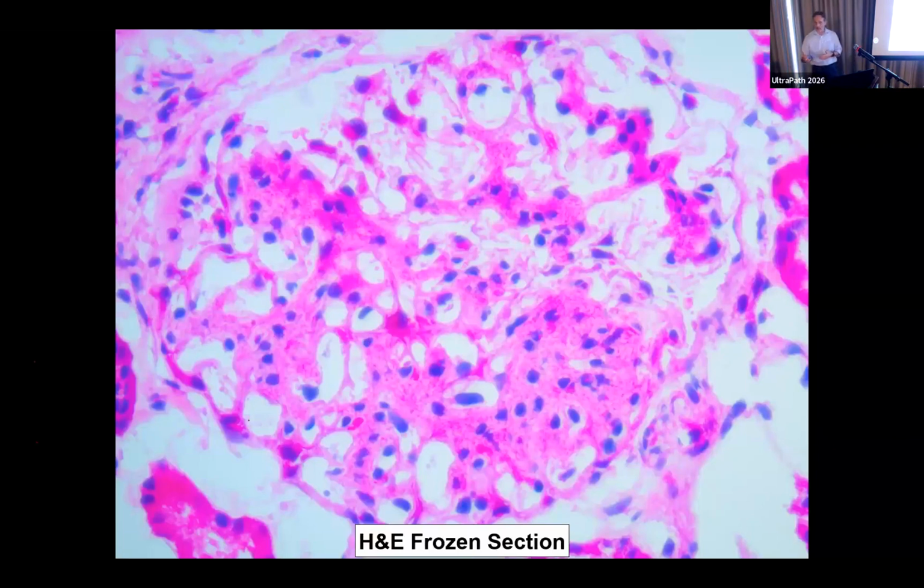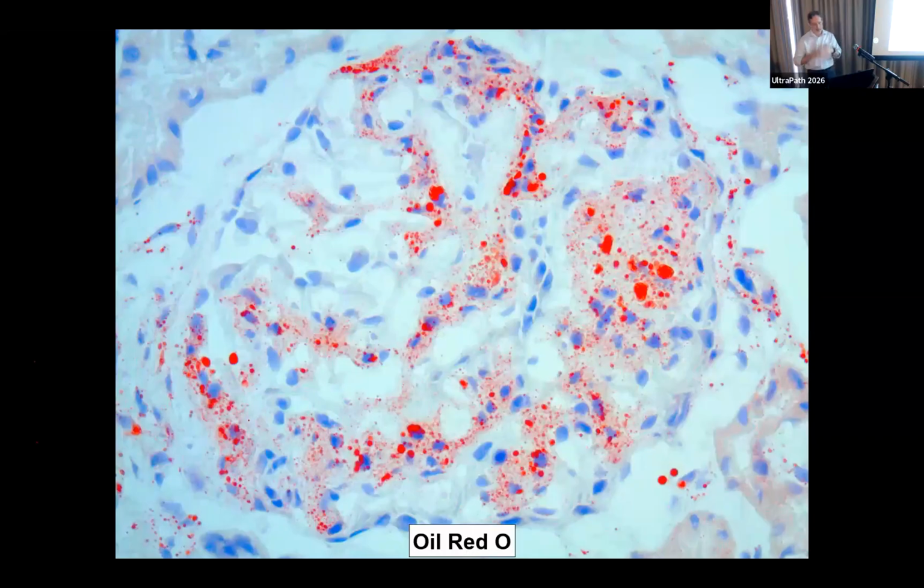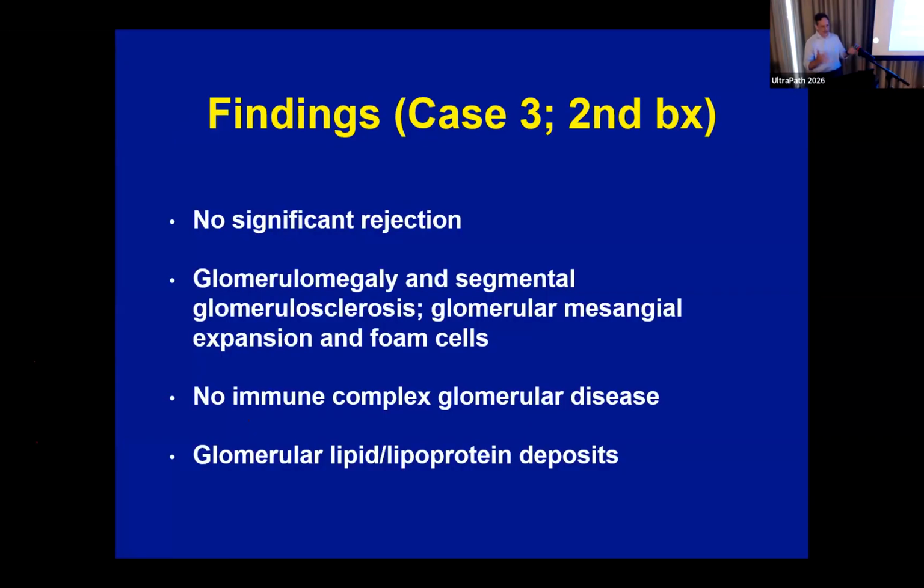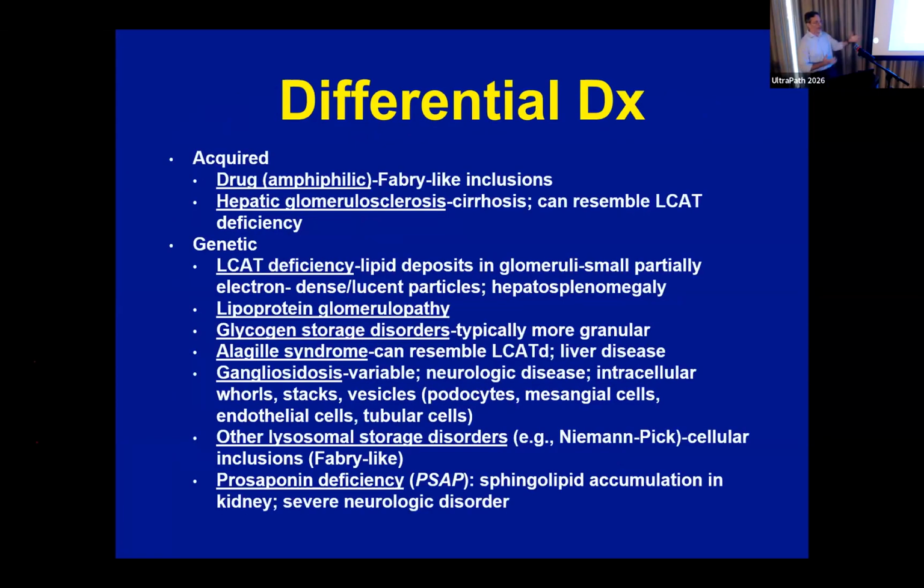But this time I had some frozen tissue. And so we did oil red O, and voila, it's markedly positive. So all this stuff is lipid or lipoprotein. So here are our findings: no rejection, glomerulomegaly, segmental sclerosis, no immune deposits, but we've got this lipoprotein deposits. But we're still left with what it means.